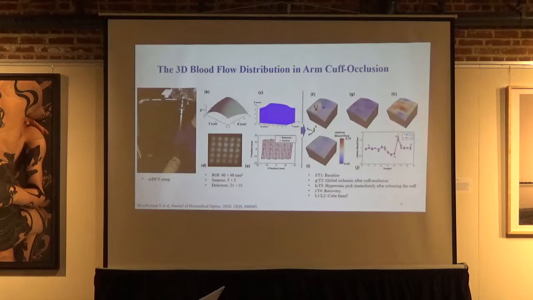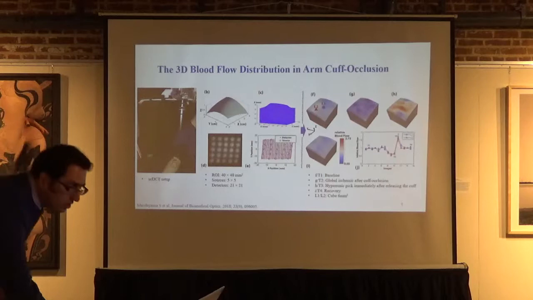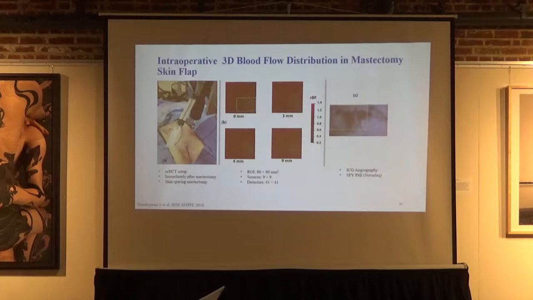This image shows all of the source locations on the arm, and based on this image, we get the source detector locations, we measure the boundary blood flow, and we use the NIRFAST program to get the blood flow distribution. This is the blood flow at different times in the forearm based on occlusion. This is the baseline. This is the ischemia after the cuff occlusion, and this is after releasing the cuff. It gives us the hyperemic release, and this is after going back to normal, and this is the temporal trace for two different areas.